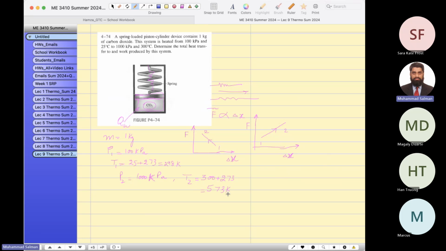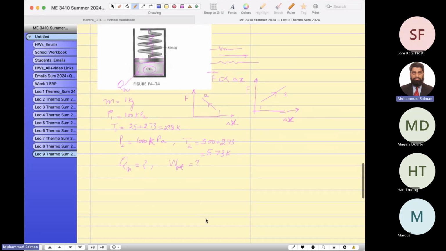So the question is, determine the total heat transfer to and the work produced by the system. Now you can see, we have to find out the total heat going inside the system and the work done out or in. We do not know. Let us see. So look, let me ask you, if initial pressure is 100, final pressure is 1000.